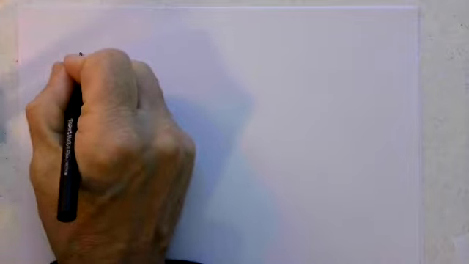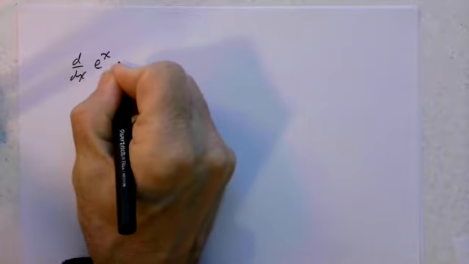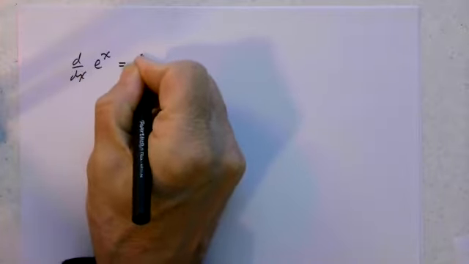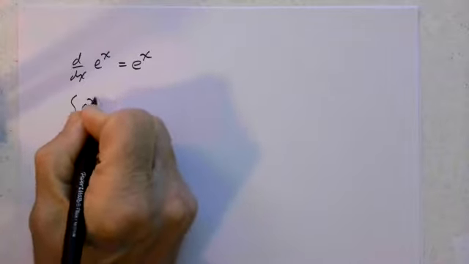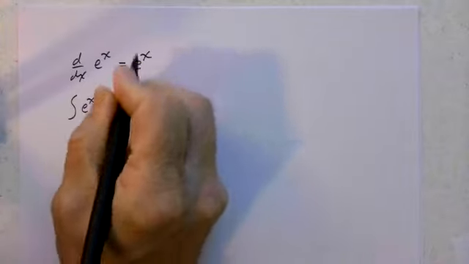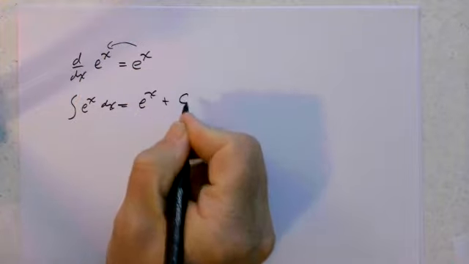So in this lesson, we're going to look at derivatives and integrals of exponential functions. So what do we know? We know the derivative with respect to x of e to the x is e to the x. So if you want to find the antiderivative of e to the x dx, of course, just going backwards, that would be e to the x plus c. So that's fairly useful for us.